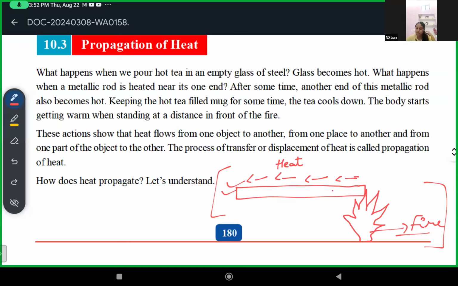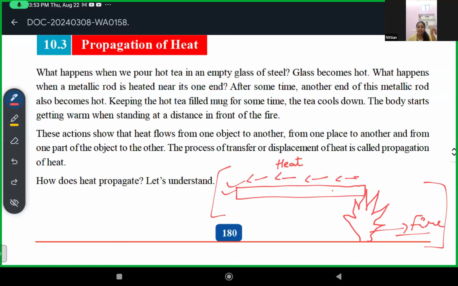Okay. But have you noticed that when we pour hot tea or something hot in a cup, that cup also starts getting hot? Okay, it becomes hot. Why? Because there is propagation of heat. Okay, there is spreading of heat.